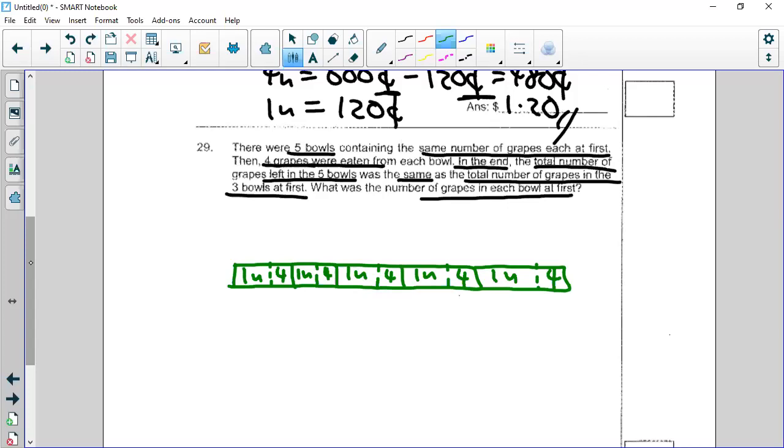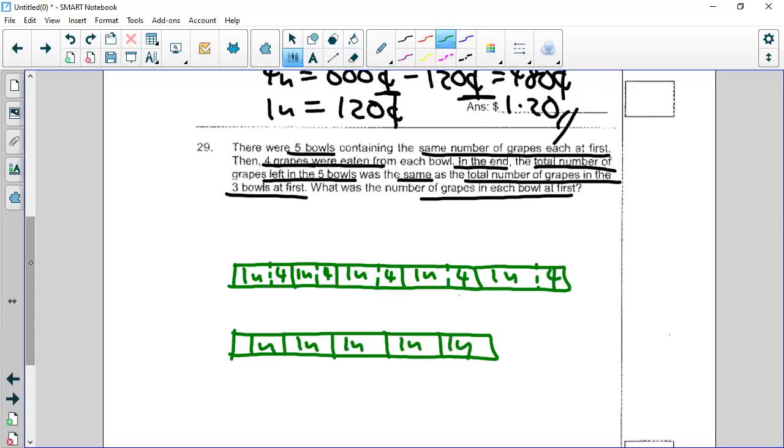Okay, so in the end, the total number of grapes left in the 5 bowls, which is how many units left, which is 5 units left, is okay to draw another rectangle, right? Nothing wrong. Don't always have to draw one rectangle. You can always have a few models to compare. So these are the leftover grapes in the 5 bowls.